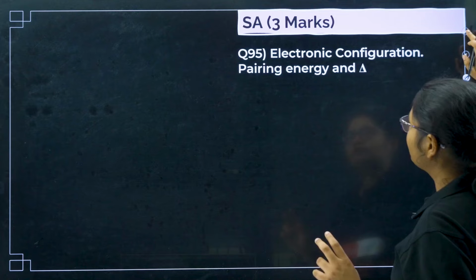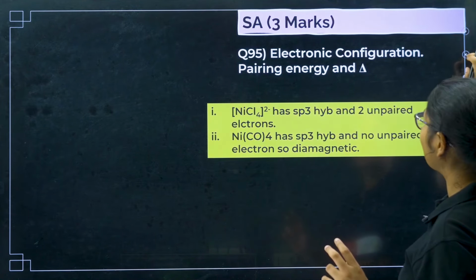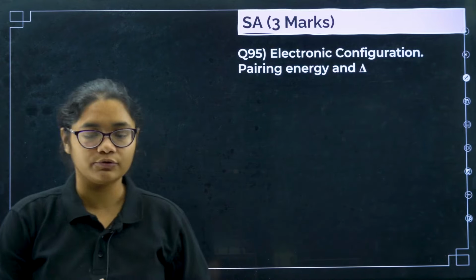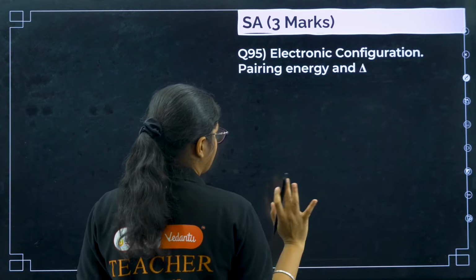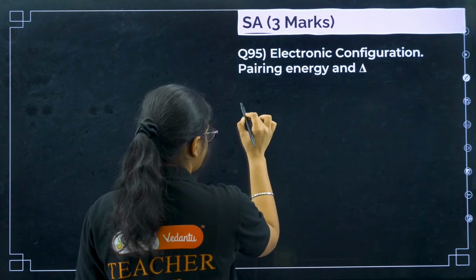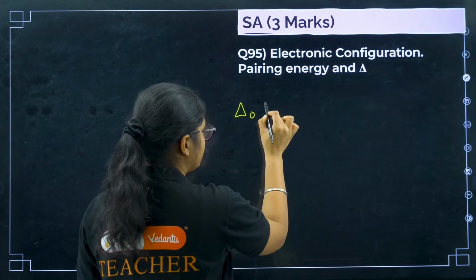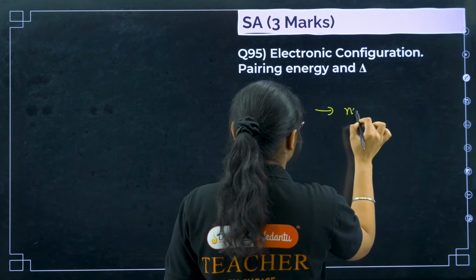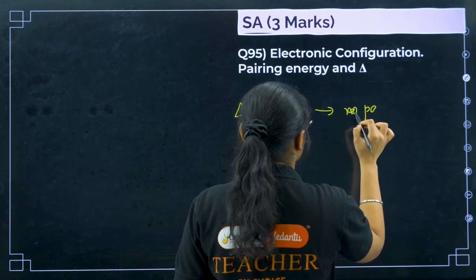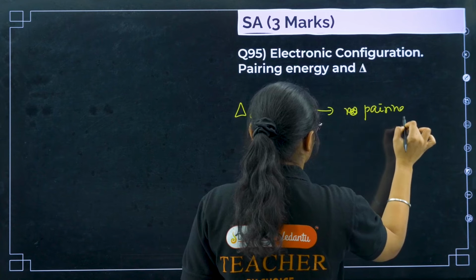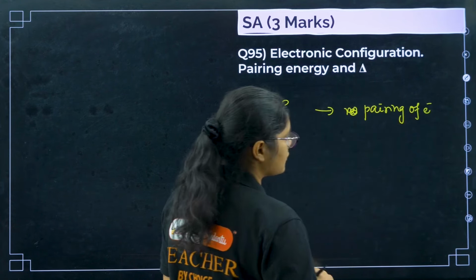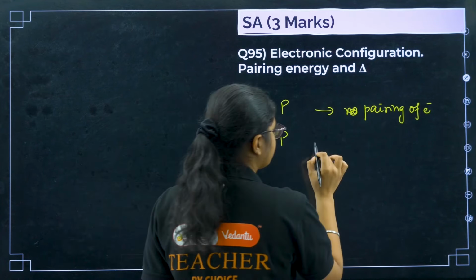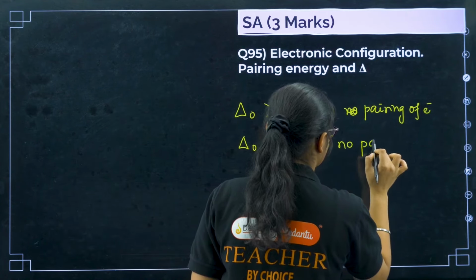Next, we will move to electronic configuration and pairing energy. Here, if it can be asked for any configuration, you have to remember: if delta O is greater than the pairing energy given to you, in that case there will be pairing of electrons. Now, if delta O is less than the pairing energy given, in that case no pairing of electrons will take place.